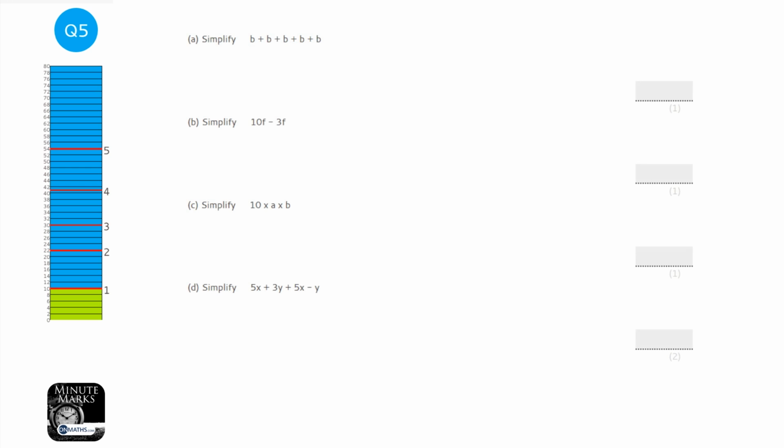So for the first question, when you're adding letters together, the answer will be a number and then that letter. So we've got 1, 2, 3, 4, 5. So it's going to be 5b. The most common wrong answer is b to the power of 5. Now that's wrong because that only happens when you times them together, when you multiply them together. So it's going to be 5b for the first one.